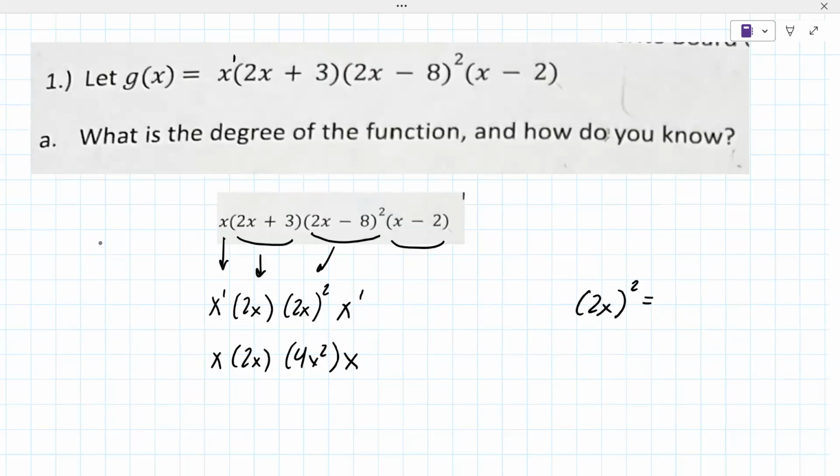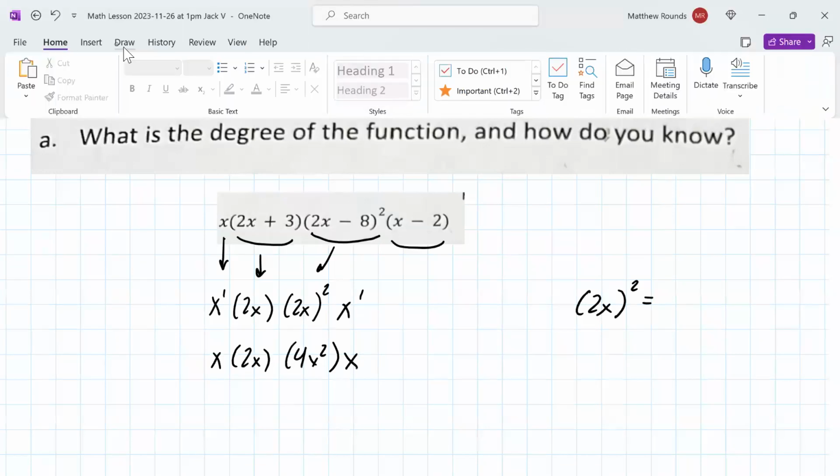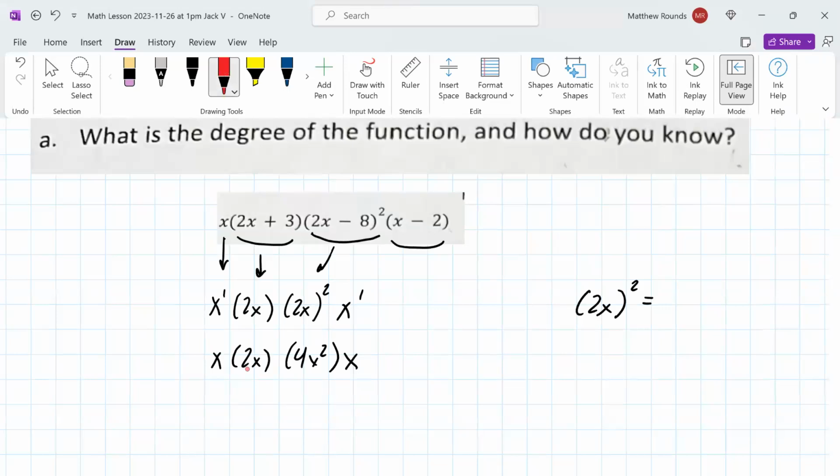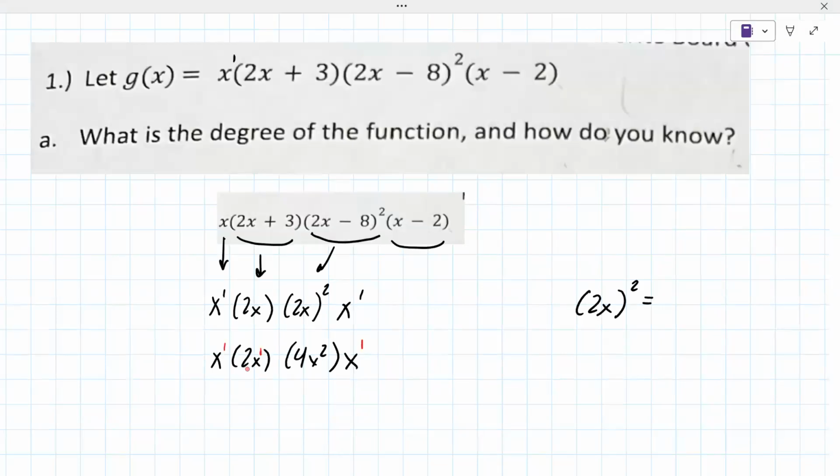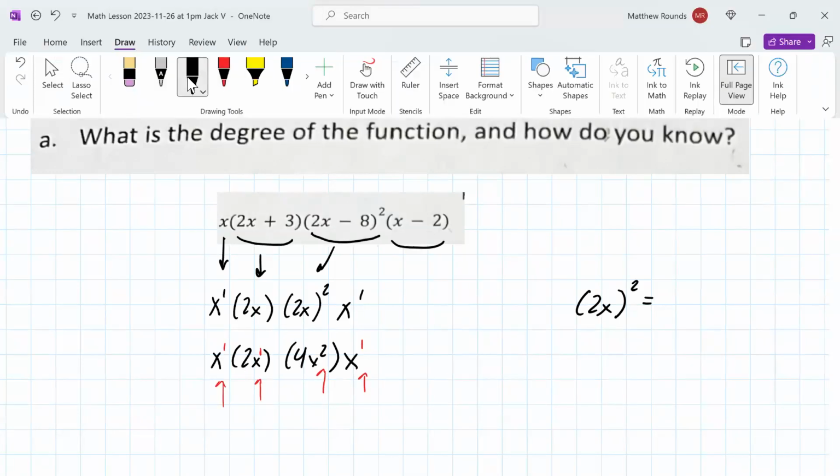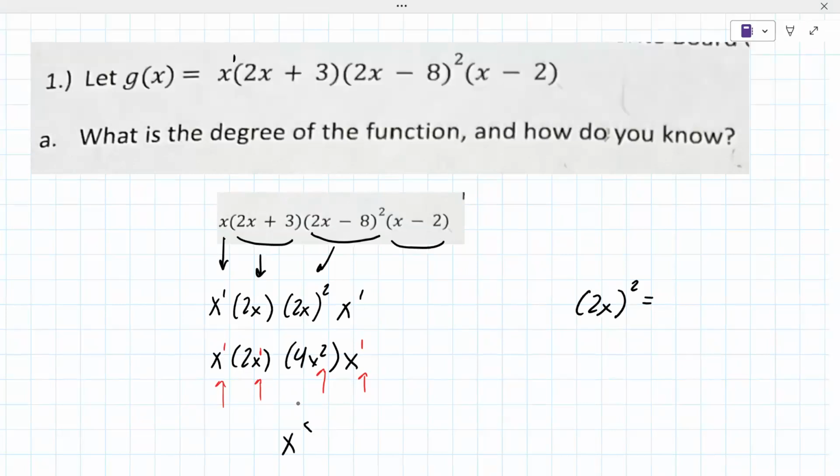One. For the 2x, that's just one basically. You got those exponents there, you're adding. So 5 maybe? Yeah, 1 plus 1 plus 2 plus 1 is 5. X to the fifth. What does the 2 times the 4 become? 8. There you go.